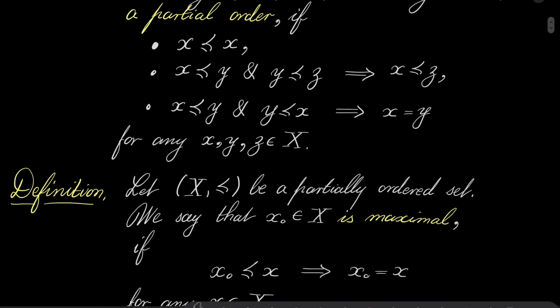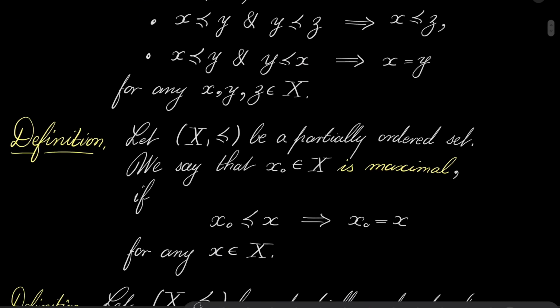Another definition. When we have a partially ordered set, we say that some element x0 is maximal if, for any other element x, if this element x is greater than or equal to x0, then it must be equal to x0. So if two elements can be compared, then x0 is always the greater one. And by the way, what's the obvious example of partial order? Well, set inclusion is a good example of partial order.